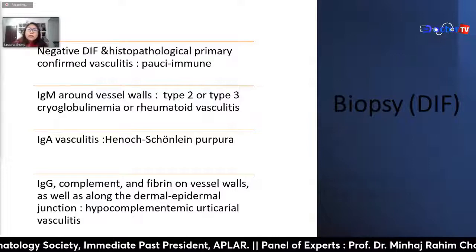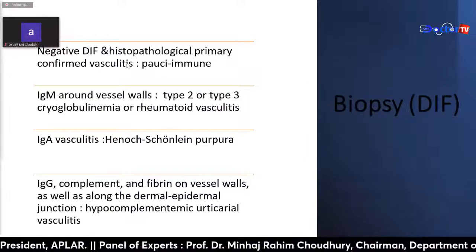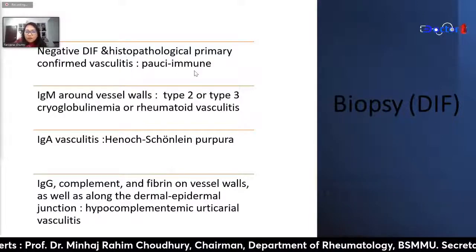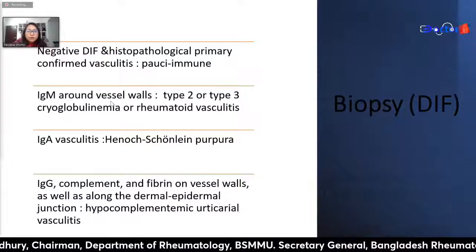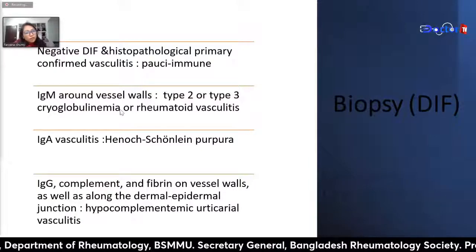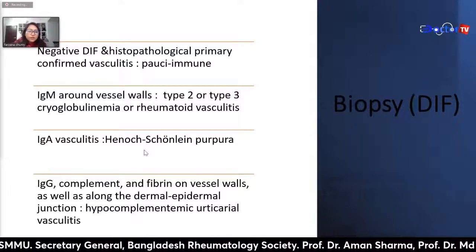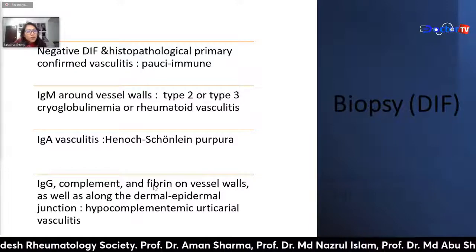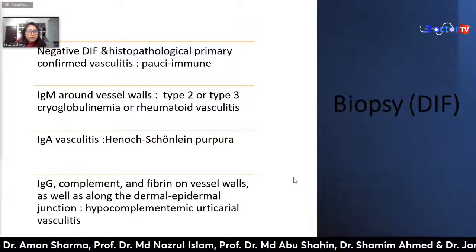So in DIF, we will get some important information. If the DIF is negative, it will cause pauci-immune vasculitis like GPA, MPA, ANCA-associated vasculitis. But if IgM is present around the vessel wall, it could be due to type 2 or 3 cryoglobulinemia or dermatovasculitis. IgA deposition suggests HSP or IgA vasculitis. IgG, complement, and fibrin on the vessel wall as well as along the dermal-epidermal junction could be due to hypocomplementemic urticarial vasculitis.